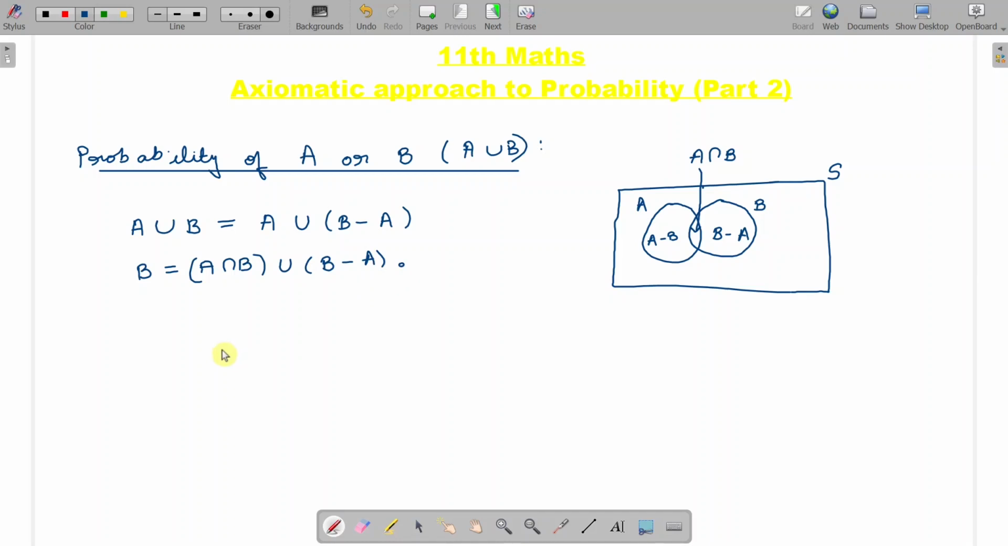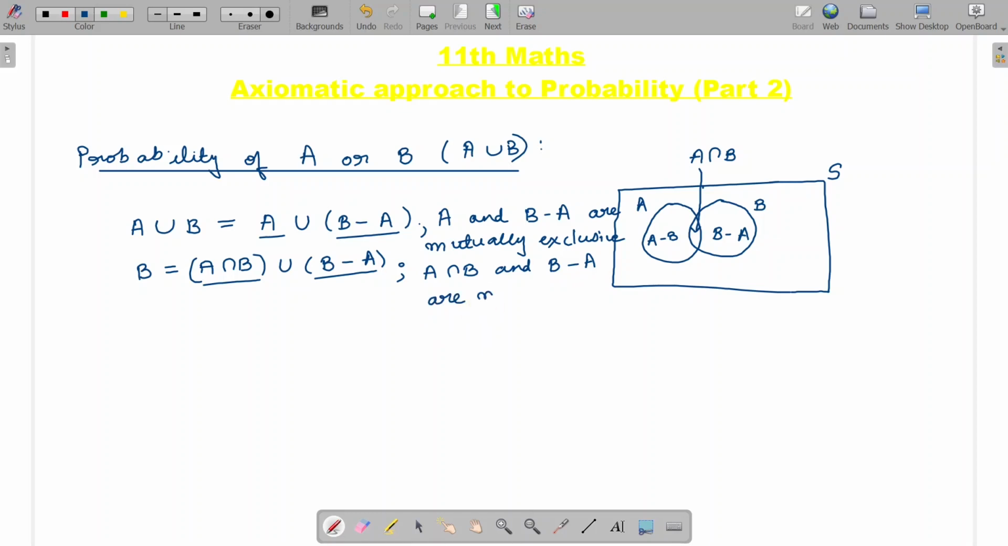Now we will look at the probabilities of A union B and probability of B. First of all, A and B minus A are mutually exclusive, that is, the intersection between A and B minus A is empty. Similarly, A intersection B and B minus A are mutually exclusive, that is, the intersection of A intersection B and B minus A is empty.